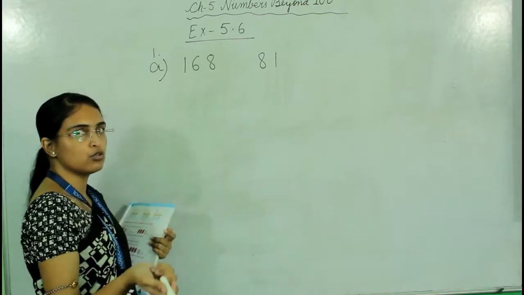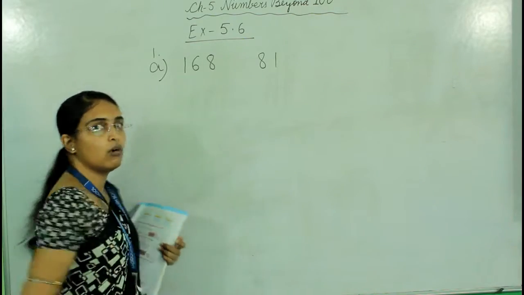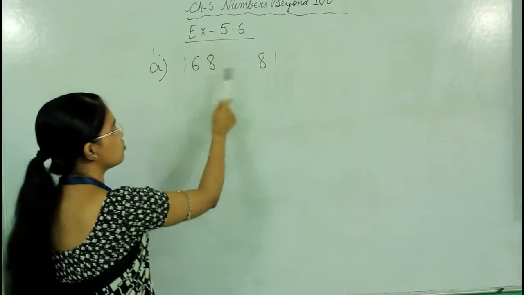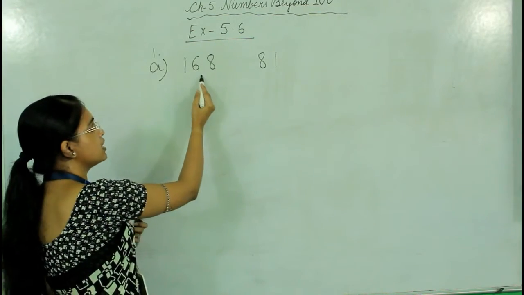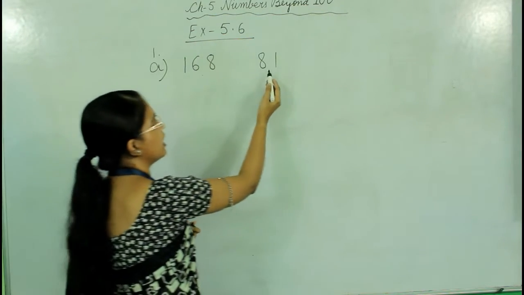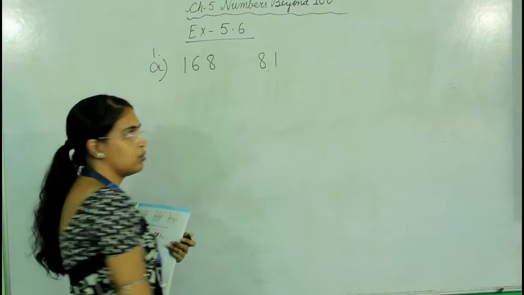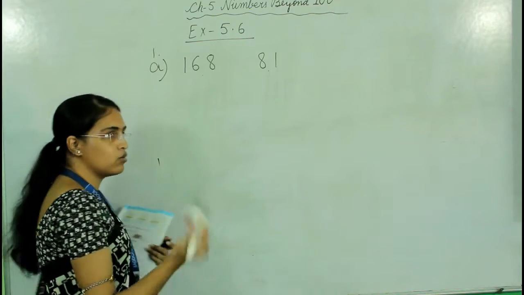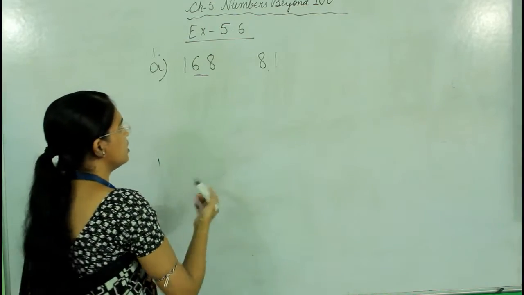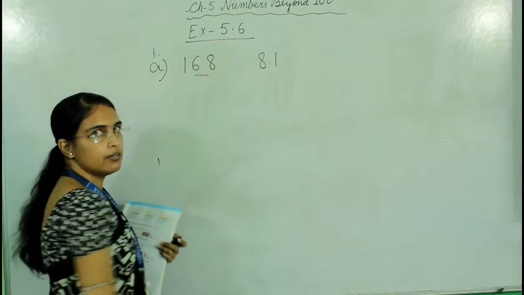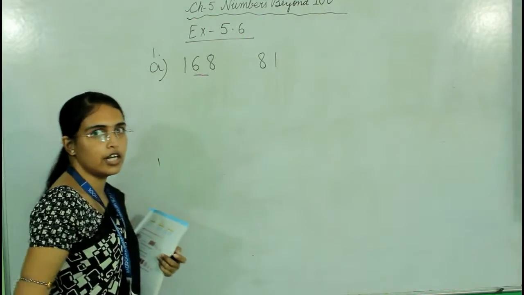So what do we have to do? We have to find out which is the bigger number among these two numbers. So is 168 the bigger number or is 81 the bigger number? When we count from 1 to 1000, which comes last? 168, right? First 81 will come, then after that 168 will come.